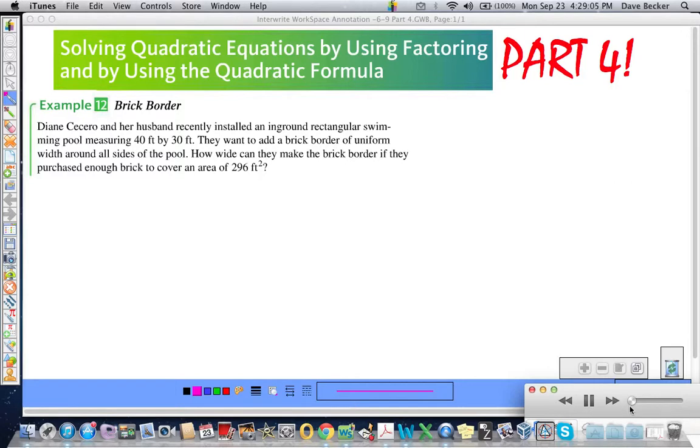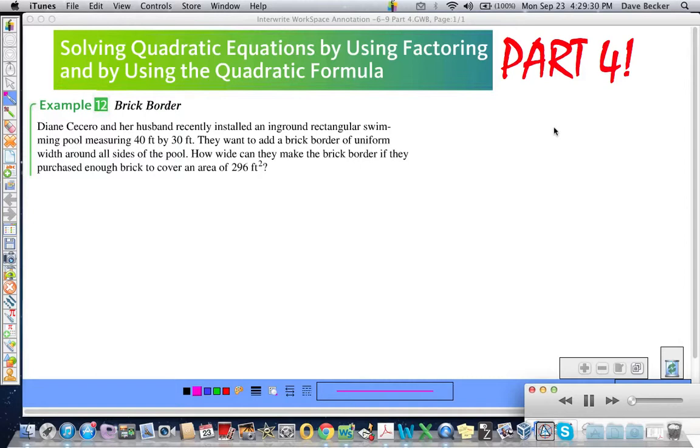We are talking mathematics and the long journey of solving quadratic equations by using factoring and by using the quadratic formula is over. This is part 4. It is the last installment. So, we're going to take it out with a bang with an excellent word problem. This is the only example. Are we ready? I know you are. We are back and better than ever.